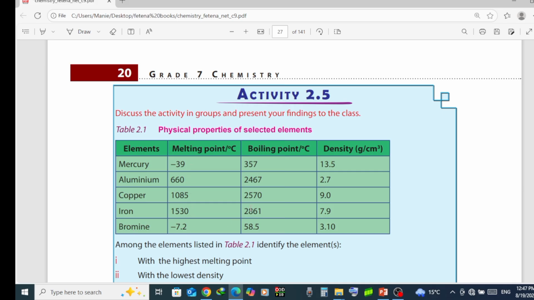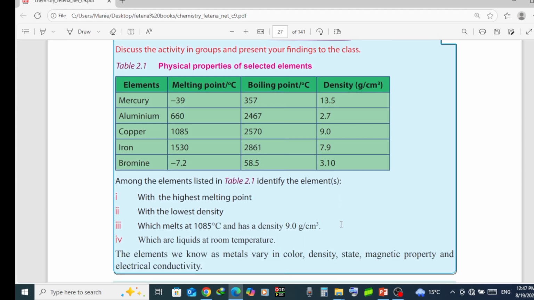With the lowest density, which number is the lowest? Which melts at 1085 degrees centigrade? That's the melting point. So which melts at 1085 degrees centigrade and has a density of 9.0 gram per cubic centimeter? Which are liquid at room temperature?